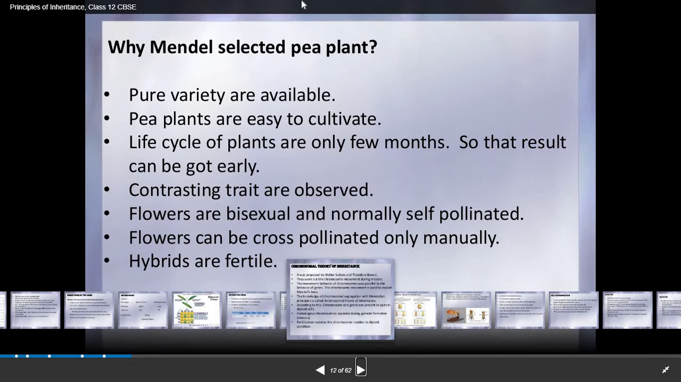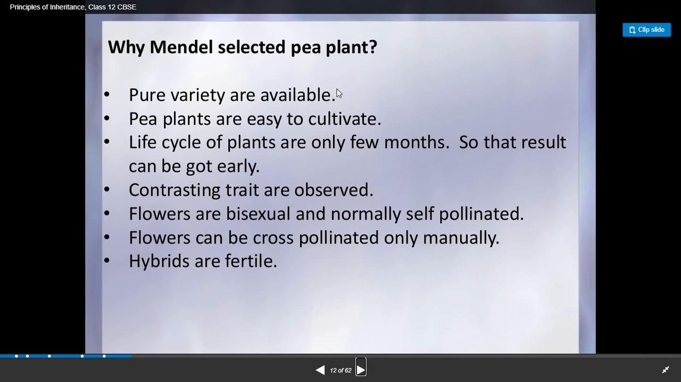Next, why did Mendel select the pea plant? Because it was totally a pure variety available for the pea plant. These pea plants were easy to cultivate. The life cycle of the pea plant is only a few months, so that results can be obtained early.